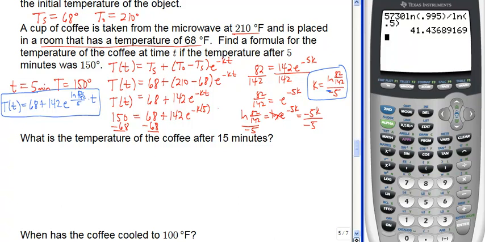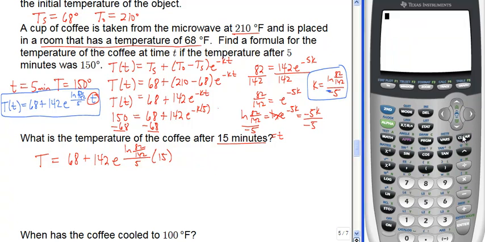What is the temperature of the coffee after 15 minutes? So this time I'm given t, and it's in minutes, which is good because that's what I was using before. So all we have to do is plug in a 15 right here into our model. So the temperature, T, is going to be 68 plus 142 e to the ln of 82 divided by 142 all over 5 times 15. And now we're going to want to type this into our calculator very, very carefully.